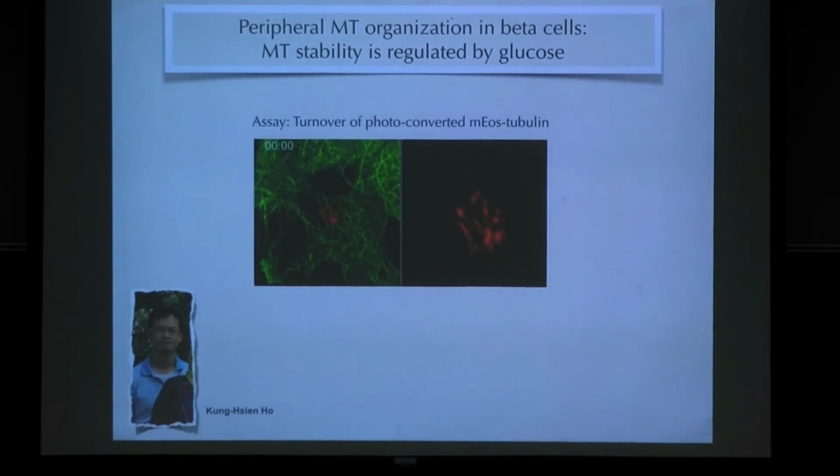Kang Xian, a postdoc in the lab, started looking at this microtubule destabilization process. He used a photoconversion assay. This is a cell which expresses tubulin, which normally fluoresces green. He photoconverts a small area in the cell and then follows how fast those microtubules depolymerize. This is a pretty standard assay to follow microtubule depolymerization, although with beta cells nothing is standard, everything is hard. And he did it in whole-mount islets in tissue, so it was pretty hard.